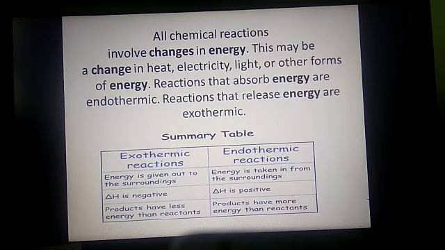So all chemical reactions involve changes in energy. This may be a change in heat, electricity, light or other forms of energy. Reactions that absorb energy are endothermic. Reactions that release energy are exothermic. So the energy change in a chemical reaction is the difference between the chemical energy of the reactants and the products.